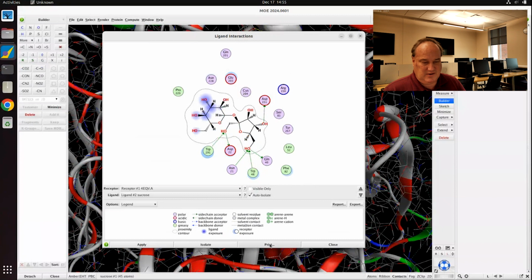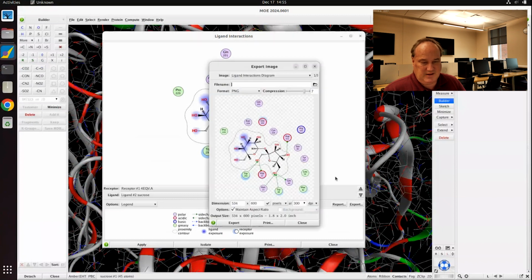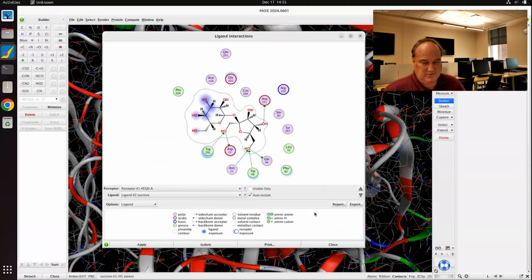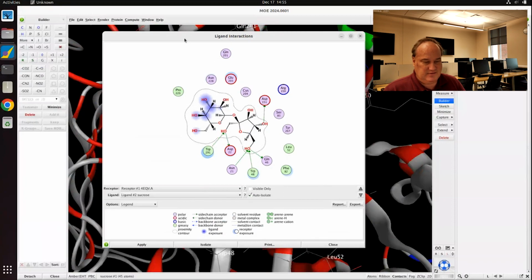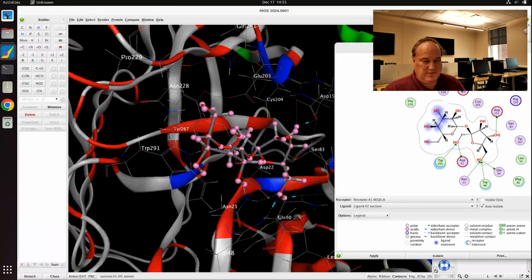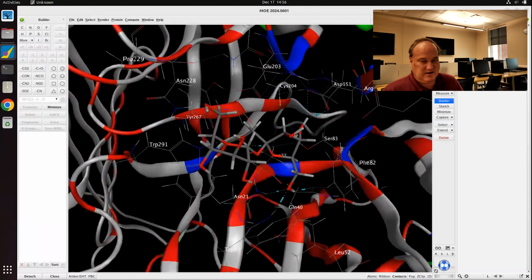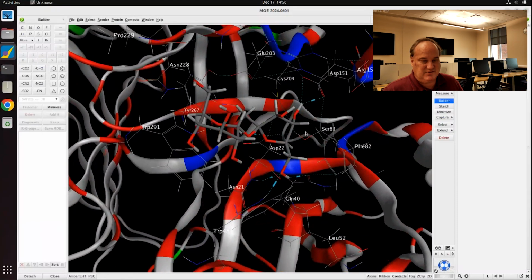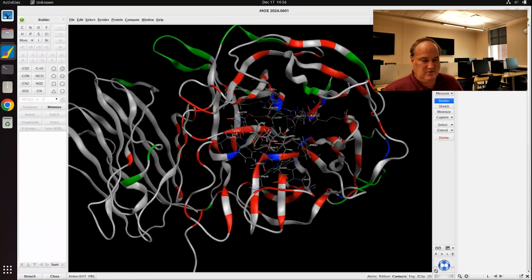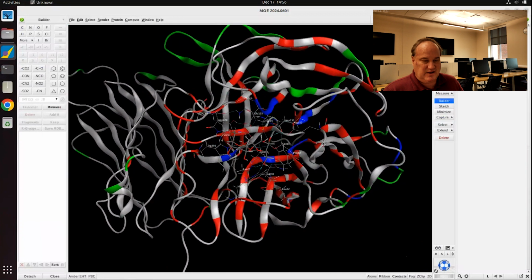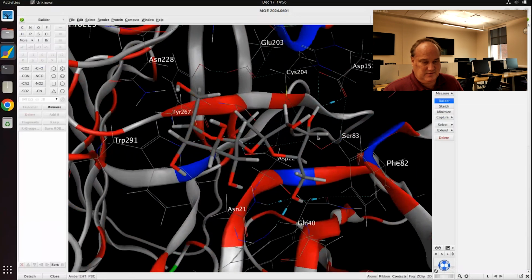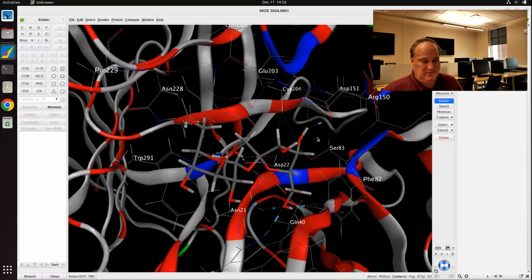We can also print this out if we wish. We can export this as a PNG file, so we can import that into a laboratory notebook. And we can also isolate. If I click isolate, well, then we see the 2D representation as well as the 3D representation right here. And then we can look at everything in 3 dimensions, and it's also labeled, and only the residues in the active site are actually labeled. So it doesn't put everything.